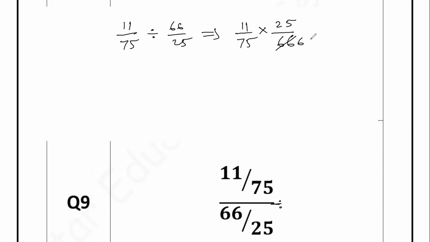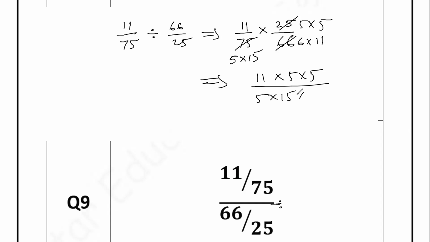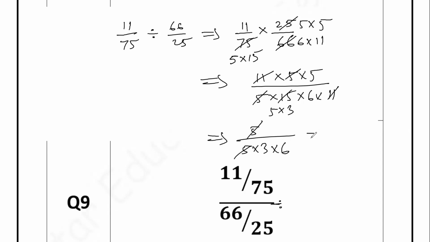So 66 is 6 times 11. And then we know this is a multiple of 5, so 5 times 15 and 5 times 5. Rewrite it: 11 times 5 times 5 upon 5 times 15 into 6 times 11. Enjoy the cancellation. We know that 15 is 5 times 3. So further reduce it to 5 upon 5 times 3 times 6. So you're left with 1 by 18 as your answer.